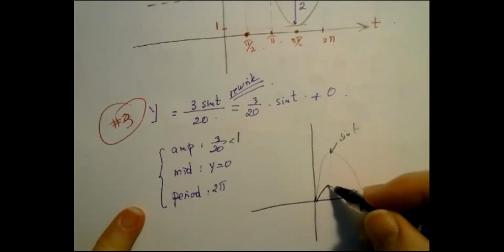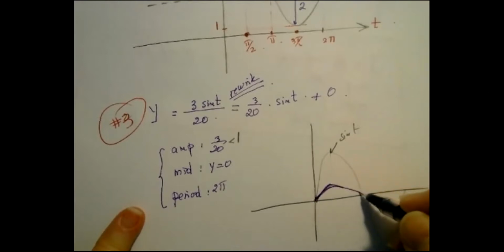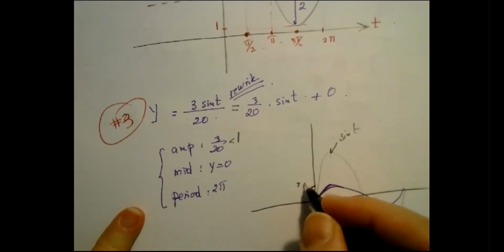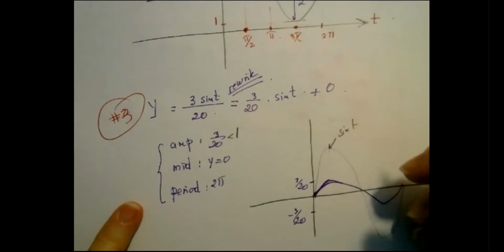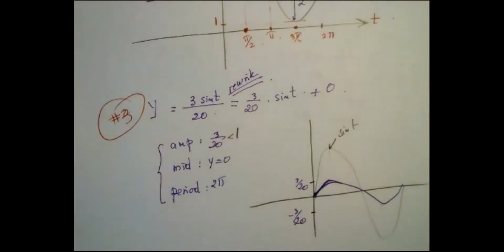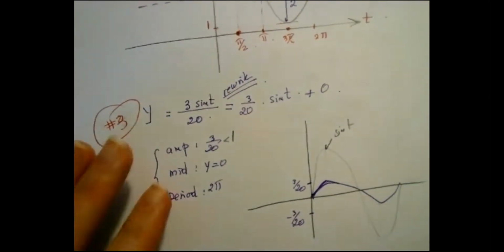It's like the graph of sine, but it peaks very, very low. It peaks very, very, very low, and the valley is very low. I mean, this is the 3 over 20 right here. Right here is the minus 3 over 20. So it's really compressing the graph. Okay. Right, so two more, and then I move on to the next section.